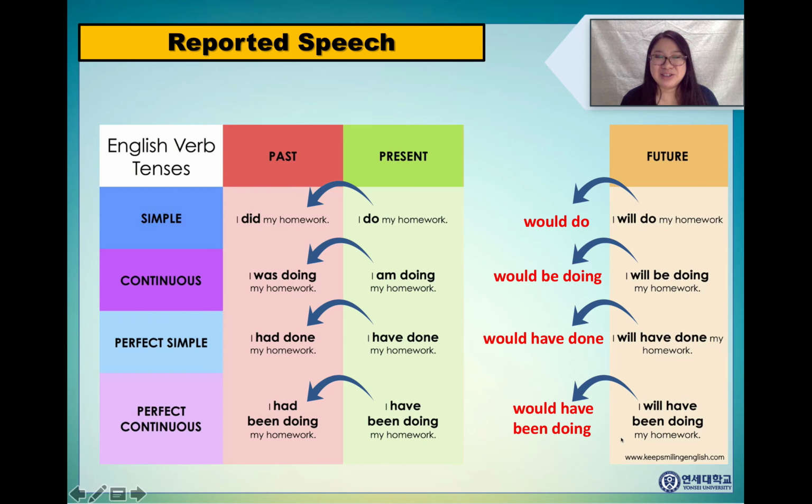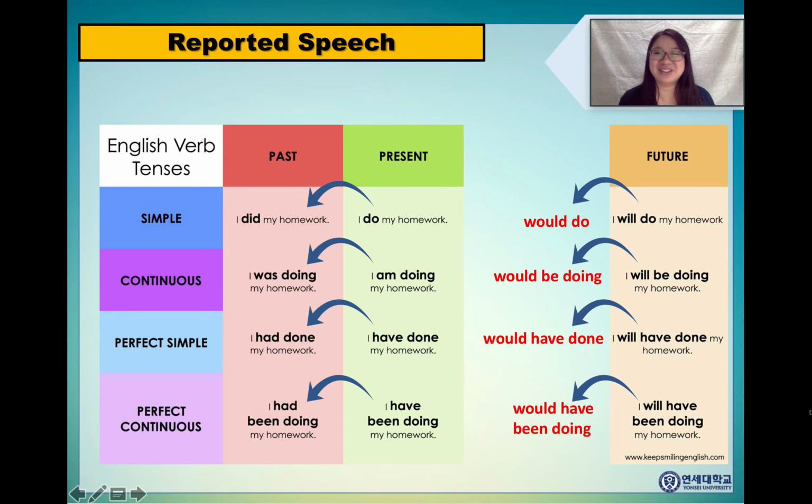Don't worry too much about the future perfect continuous because this is not as commonly used as the other tenses. One more thing, if someone said something in the past tense, I did my homework, the level behind that is the past perfect simple. You said that you had done your homework.